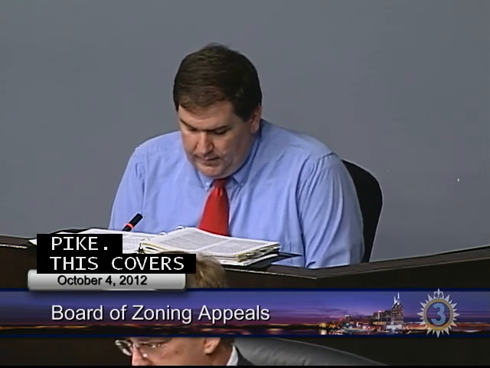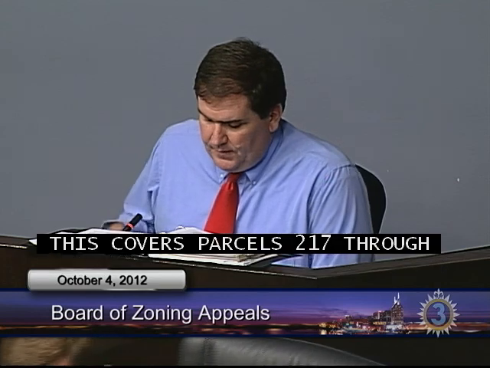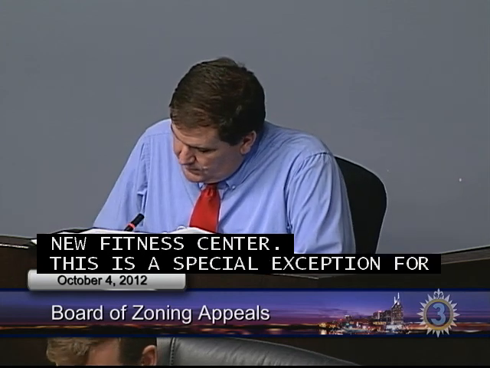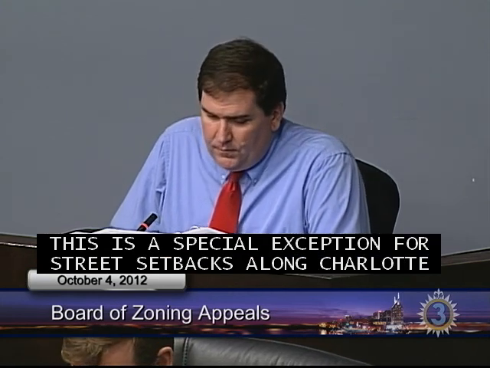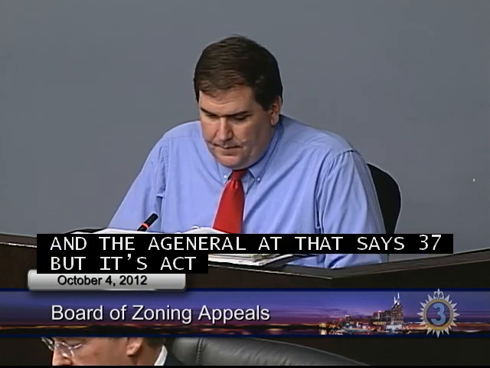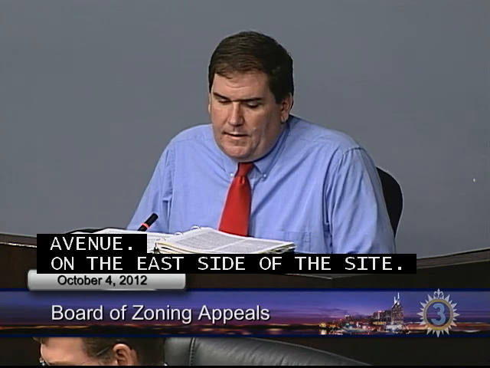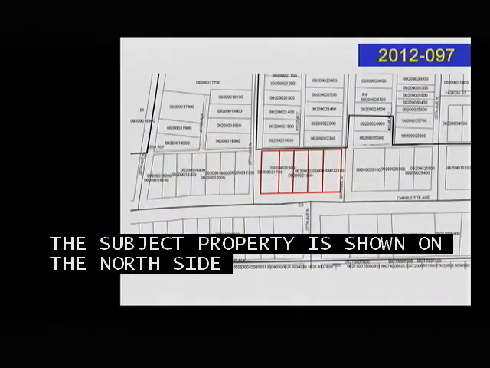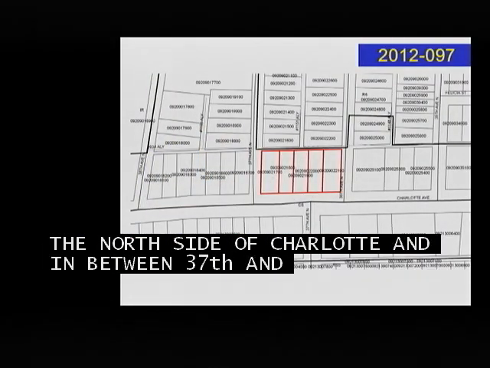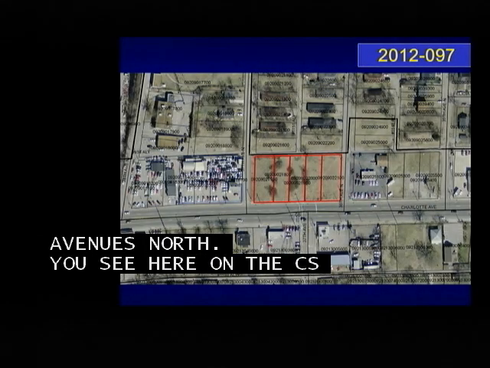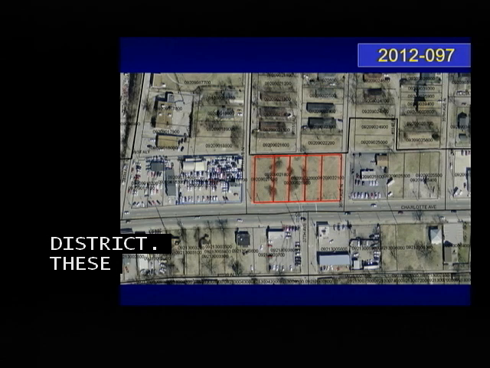They are requesting to build a new 85 by 120 fitness center for Climb Nashville. This is a special exception for street setbacks along Charlotte, and the agenda says 37th. It's actually 36th Avenue. This will be on the east side of the site. The subject property is shown on the north side of Charlotte and in between 37th and 36th Avenues North. You see here the CS zoning district. These are the areas of the subject properties.